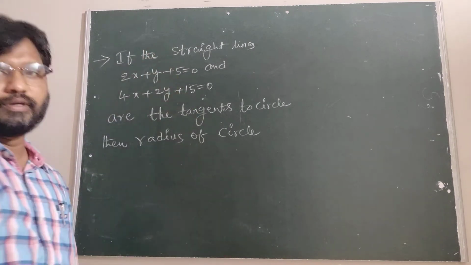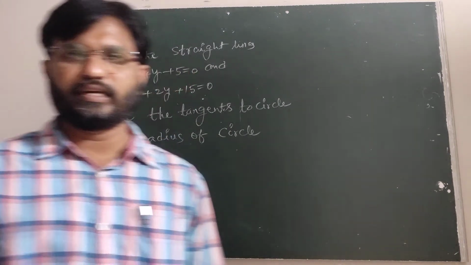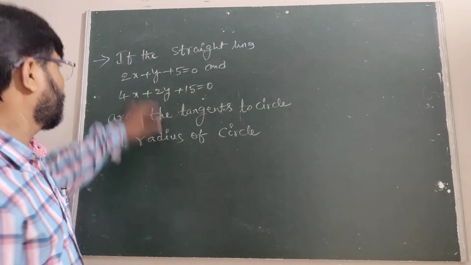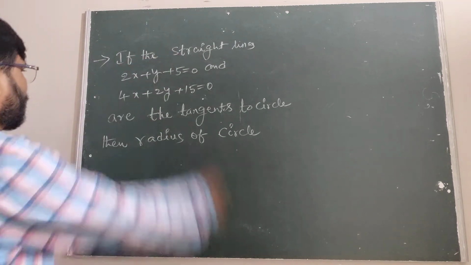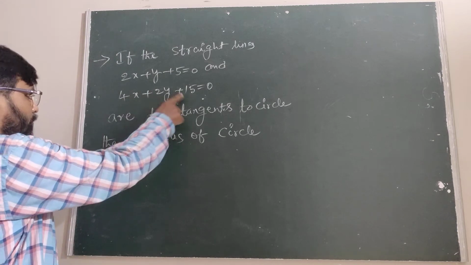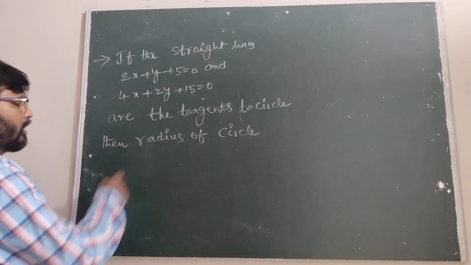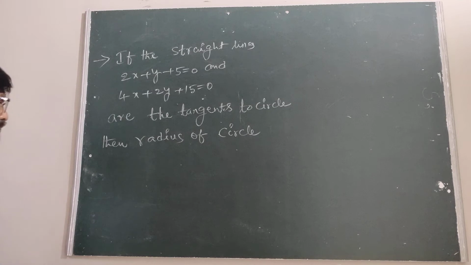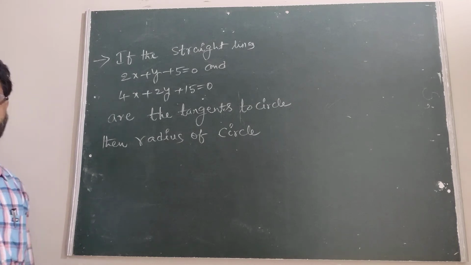We are going to discuss some more models in straight lines. Here, if the straight lines 2x + y + 5 = 0 and 4x + 2y + 15 = 0 are the tangents to the circle, then find the radius of the circle.